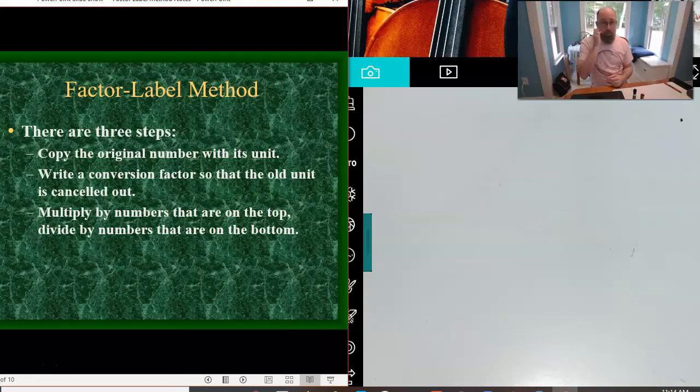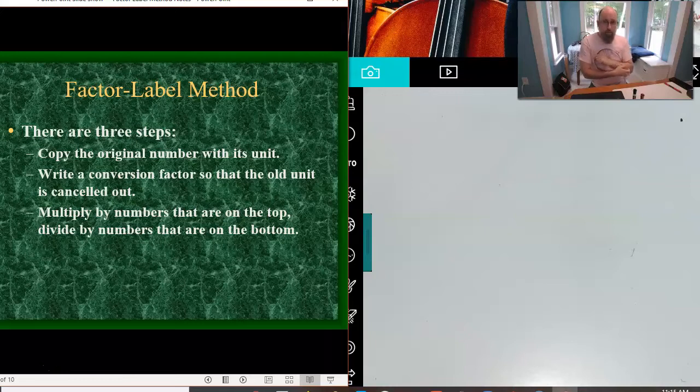In a lot of problems, there is only one number, so you really don't have a problem knowing where to start. You start by copying the one number that's in the problem, and make sure that you copy the unit. The second part is where the skill begins to be developed, and that's what we're going to practice today. Write a conversion factor, and I'll show you what that means, so that the old unit, the one that you don't want, will be canceled out, and then we can substitute in the new unit.